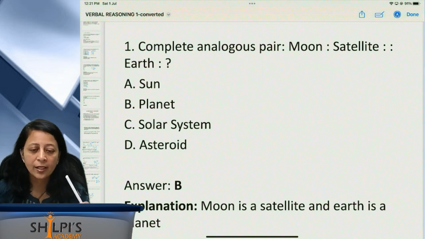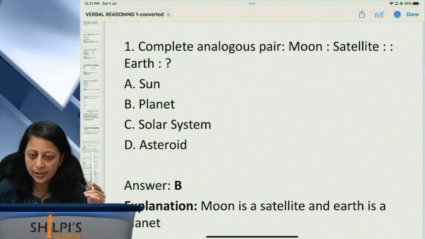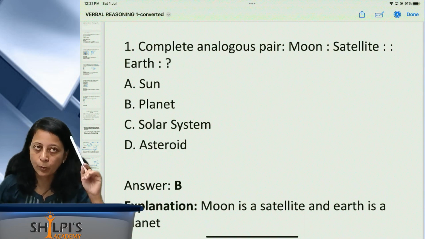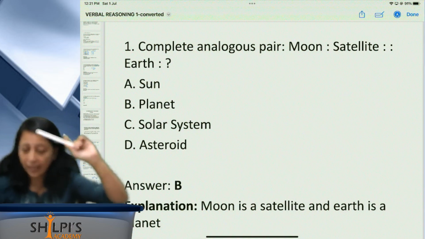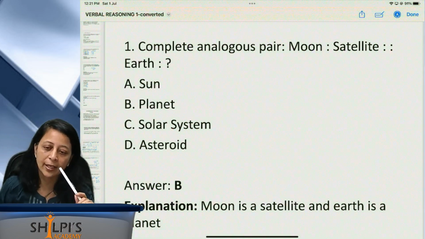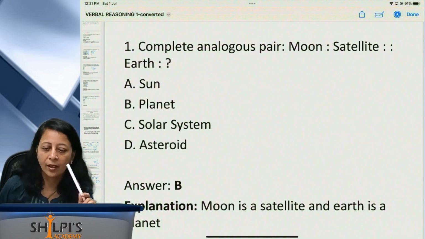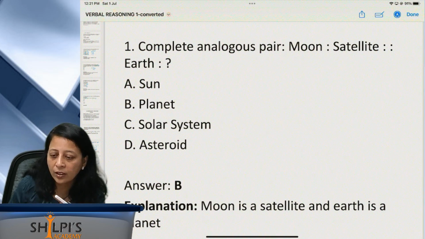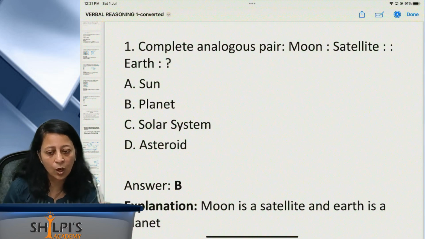Complete the analogous pair. Moon, satellite. Okay, moon is related to satellite. Moon is also over there and satellite is also above us. So how are we going to relate this earth? Could earth be related to a sun, or earth could be related to a planet?